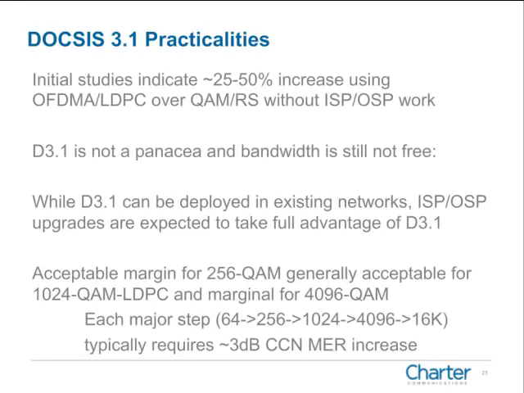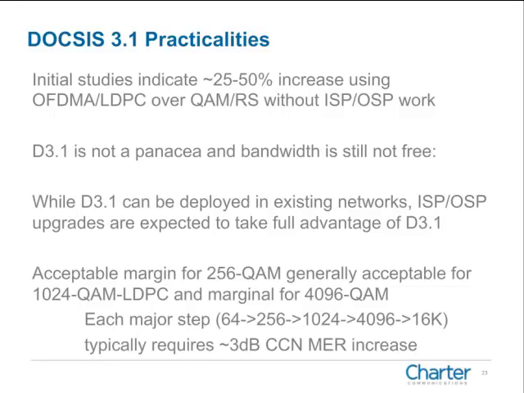So a few practical matters. George did a very good job on discussing the technical practicalities of DOCSIS 3.1, so I will go over this just briefly. But the initial studies indicate that we expect to see somewhere between a 25 and 50% increase in throughput using OFDMA in combination with LDPC over QAM with Reed-Solomon, without substantial inside plant or outside plant work. It's really going to be dependent on the current state of any given network segment. Obviously, better segments are going to benefit from a higher multiplier bandwidth increase, whereas the ones in poor condition aren't going to see as much benefit.